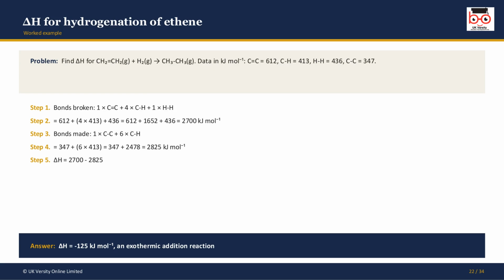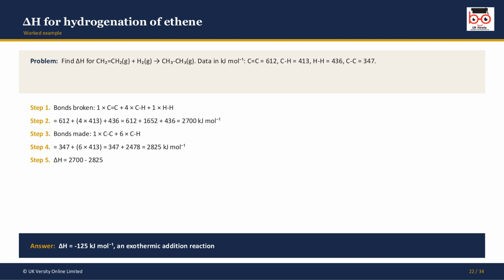Now the hydrogenation of ethene, where ethene plus hydrogen gives ethane. Breaking bonds, we've got 1 carbon-carbon double bond, 4 carbon-hydrogen bonds, and 1 hydrogen-hydrogen bond, 612, plus 4 times 413, plus 436, which adds up to 2700 kilojoules per mole.